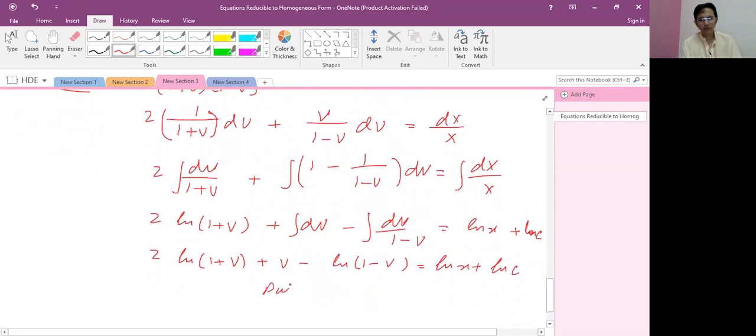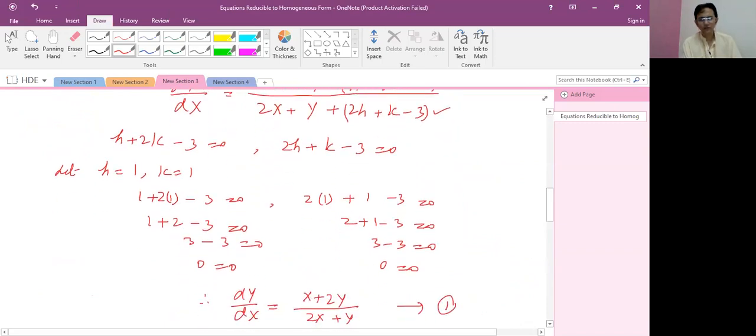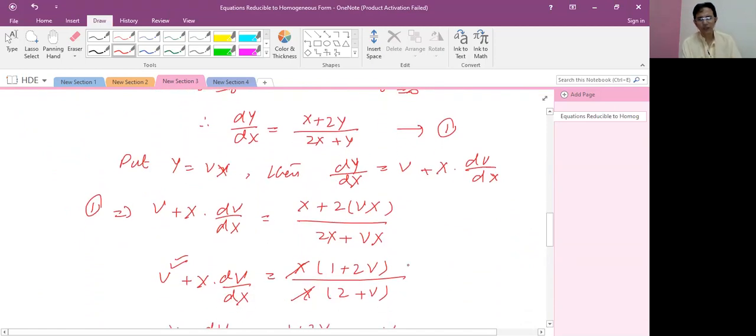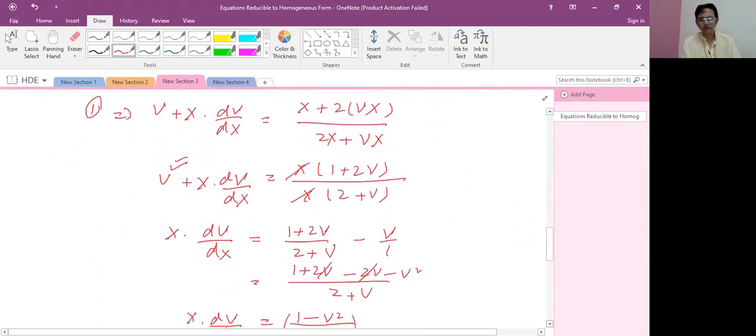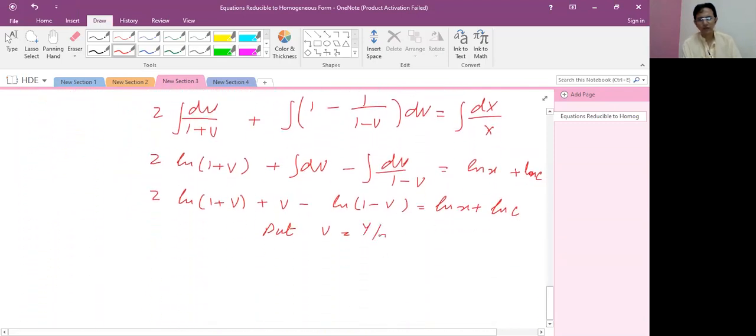Put back v. v is equal to, student, what is v? We consider here v is equal to y upon x. So we put here y upon x. So the equation is 2 times ln(1 plus y upon x) plus y upon x minus ln(1 minus y upon x) equals ln c of x.